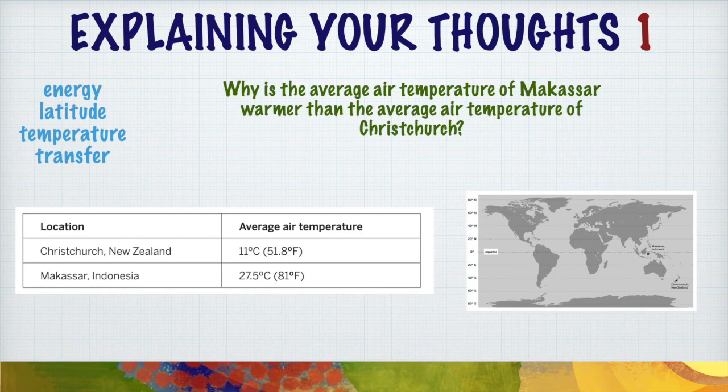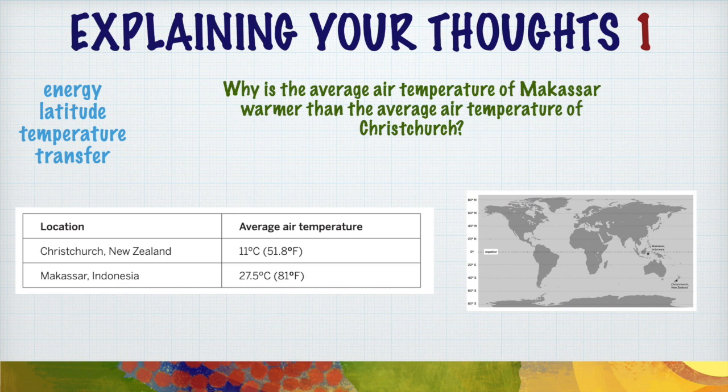So we have the 3 things that you would have been working on in class, and it's pretty much explaining your thoughts about what could have happened. On the pages, you'll see on the left side, the 4 vocabulary words that you need: energy, latitude, temperature, transfer. Every answer you give must include all 4 vocabulary words to explain yourself. In green, we have the question that goes along with the map and data table on the page.